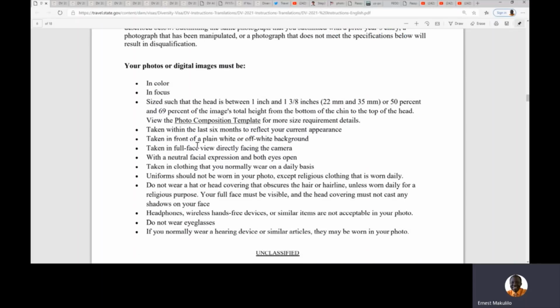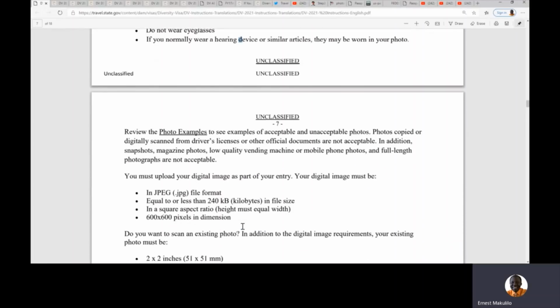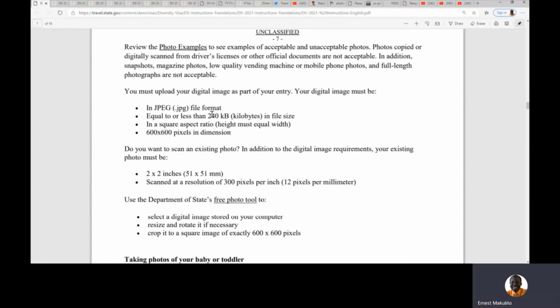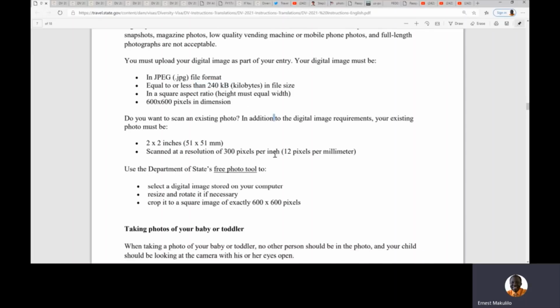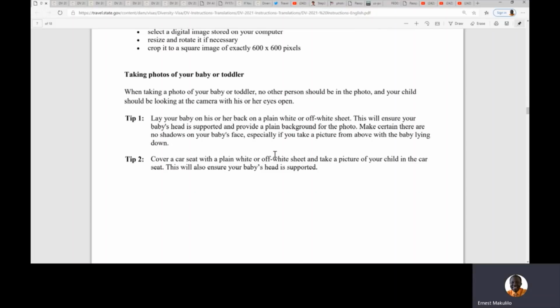The photo, the one I was talking about, is supposed to be in color. You have to stay in focus. It's supposed to be these measurements, with clothing you normally wear on a daily basis. So don't complicate, don't wear a headphone, don't wear wireless devices, don't wear sunglasses. Those are the things which I've already explained. It's supposed to be less than 240 kilobytes. If it is more than 240 kilobytes, it will not go through. It will say it is above the measurements.